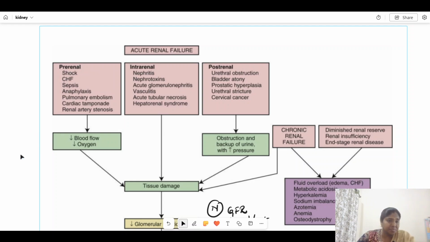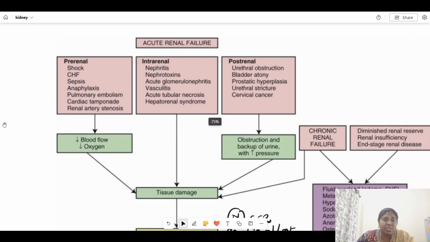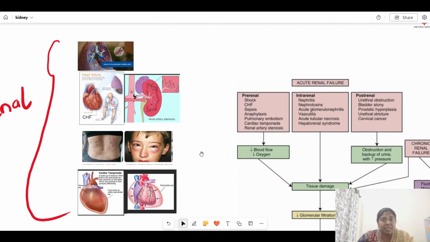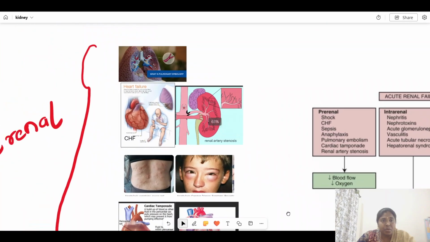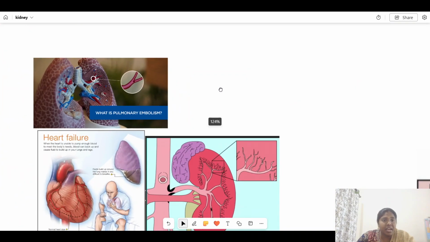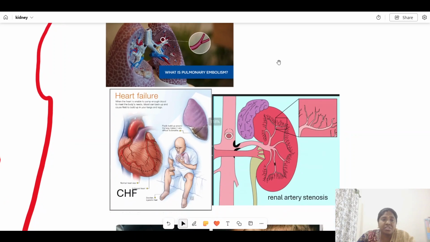Pre-renal means the kidneys themselves are not involved, with causes like shock, congestive heart failure, sepsis, anaphylactic reaction, and pulmonary embolism. I have gathered pictures of these. So these are the pre-renal causes. Here we have pulmonary embolism: in the artery carrying blood supply to the lungs, there will be a blood blockage, a clot. That is one reason for renal failure.